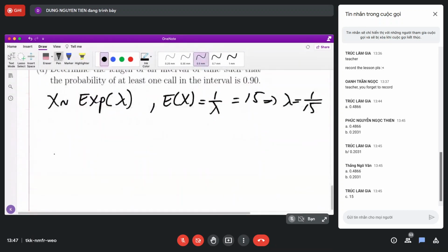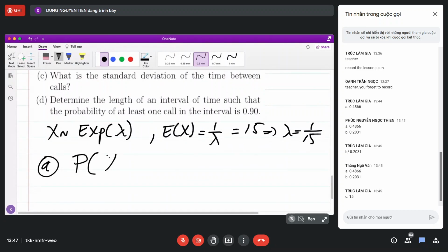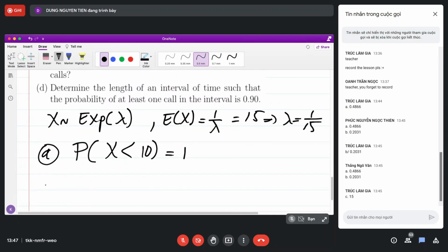All right. Now we are ready to compute the probability that at least one call arrives within a 10-minute interval. So you want to find the probability that x is less than 10 minutes. And that would be 1 minus the cumulative distribution function, 1 minus e to the power minus lambda u. Remember that? I use that expression, so I get 1 minus e to the power minus 10 over 15, because lambda is 1 over 15.